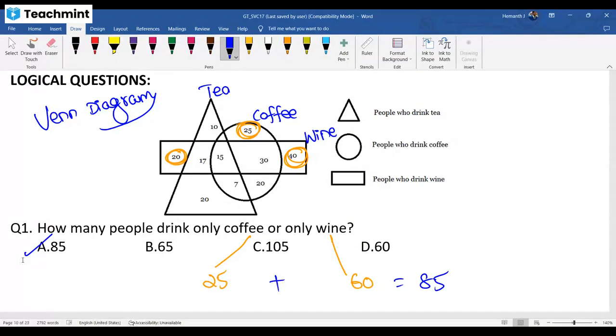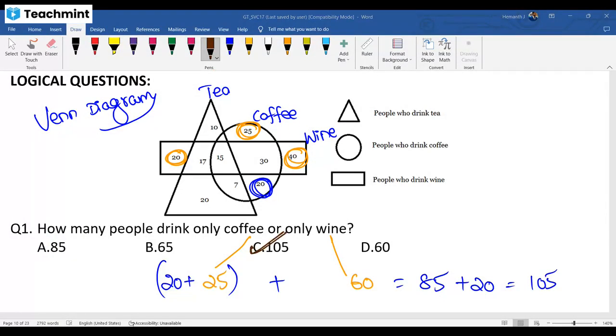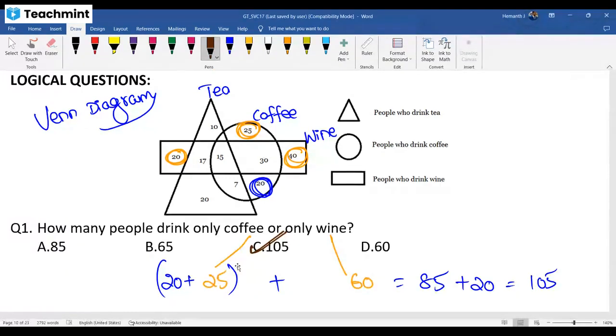Only coffee is 25 because this 15 is attached with T, this 7 is attached with T. Oh, this 20 also there, sorry. Yes, agreed, 20 also there. For coffee, one more 20 is available. So plus 20 means 105, correct. 105 is correct. This 20 also needs to be considered, only coffee. 105 is the answer. Perfect. Now see the next question.